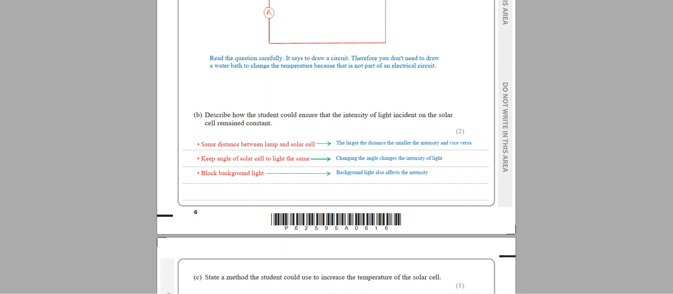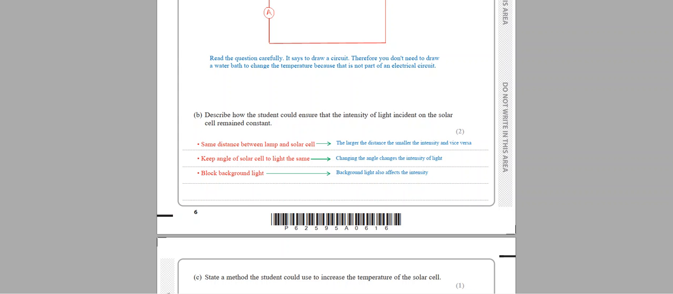I hope you remember that intensity, you learned this in your unit 2, that intensity and distance obey an inverse squared law. So if distance increases, the intensity decreases, and keep the angle of the solar cell to the light the same, because if you keep on changing the angle, the intensity would change as well. And block background light. This is extremely important. Background light also affects intensity.